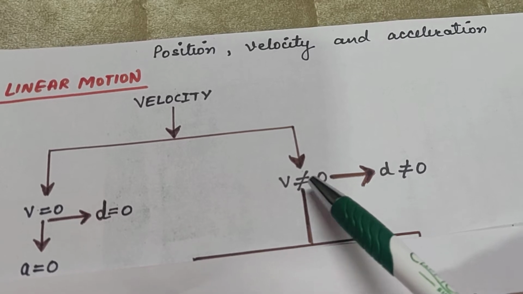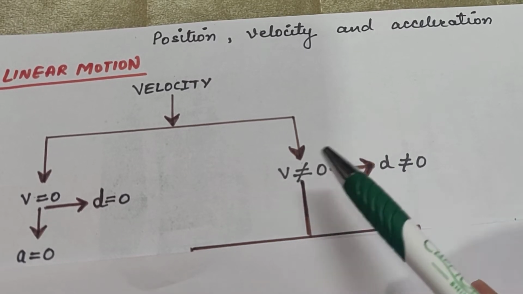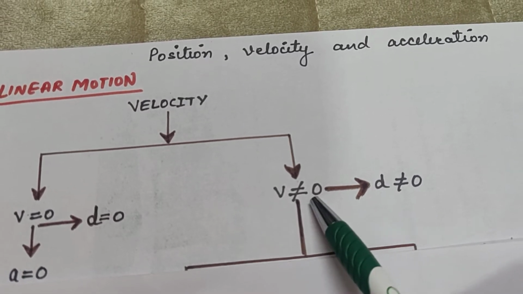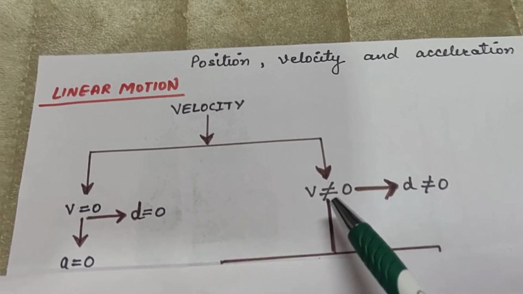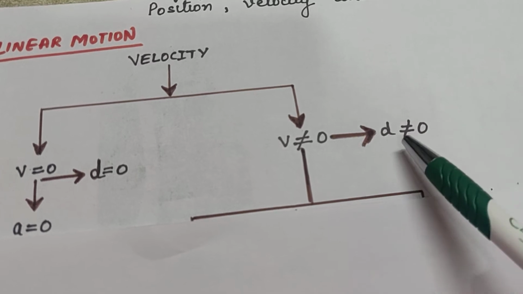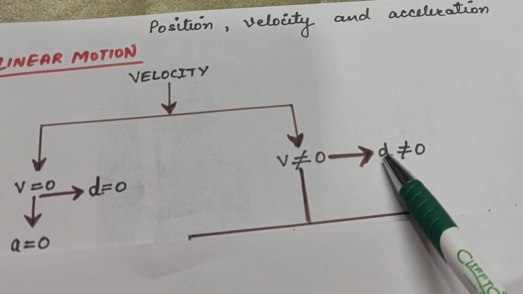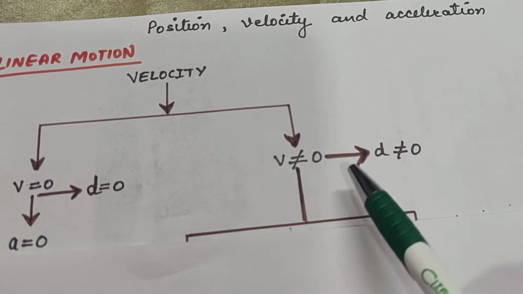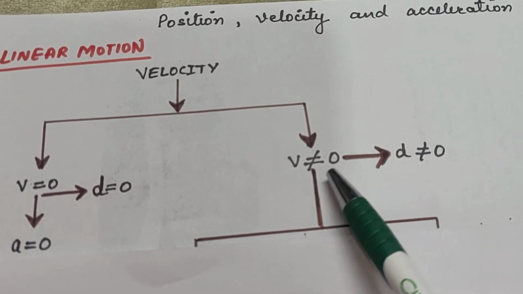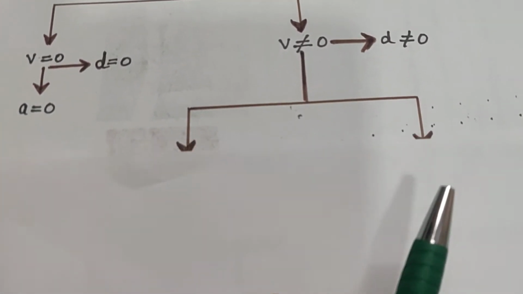Next, move to the case where the object is moving. You can see velocity is not equal to 0. Here it was equal to 0. So if velocity is not equal to 0, this means the object is moving. When the object moves, there will be some distance covered. So therefore distance is not equal to 0. If the object has some velocity, we can further have two cases for it.